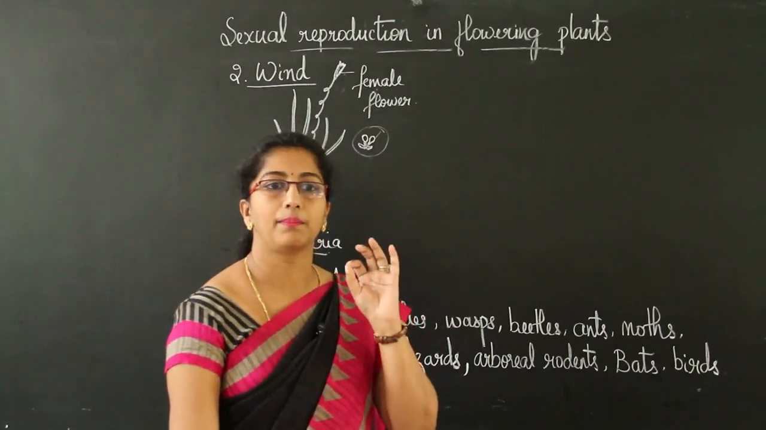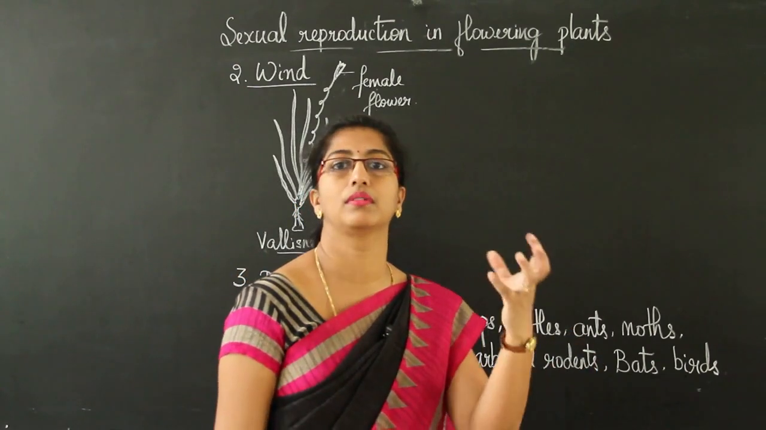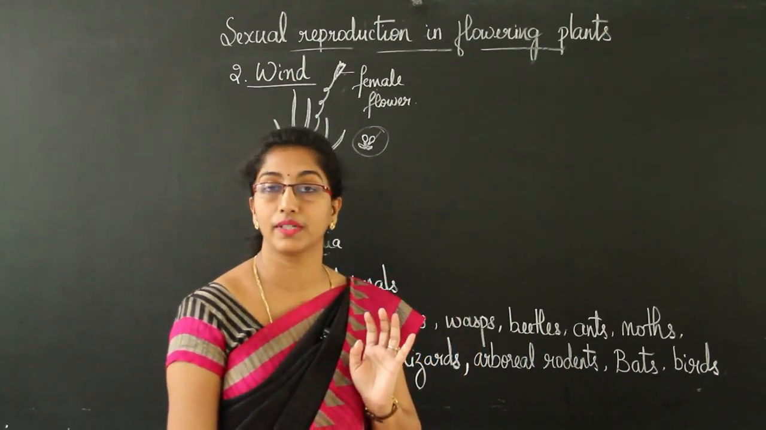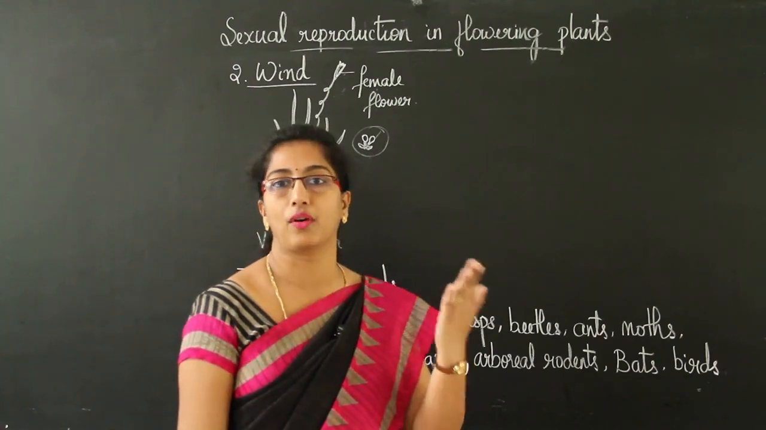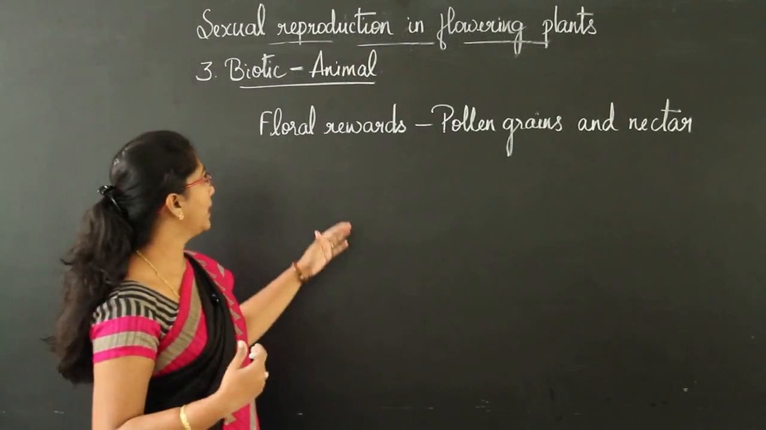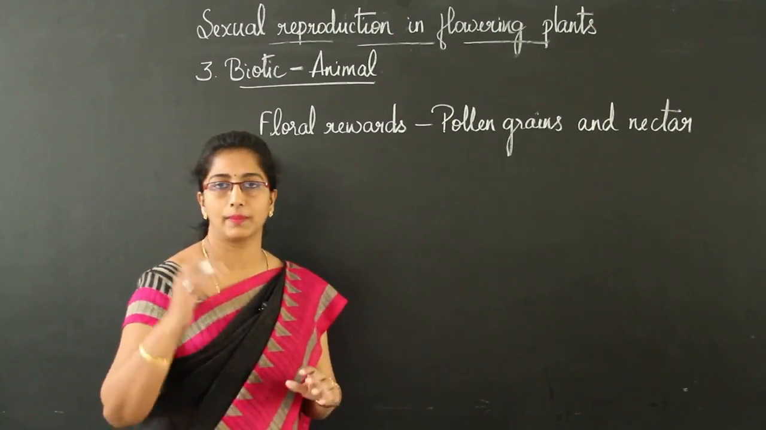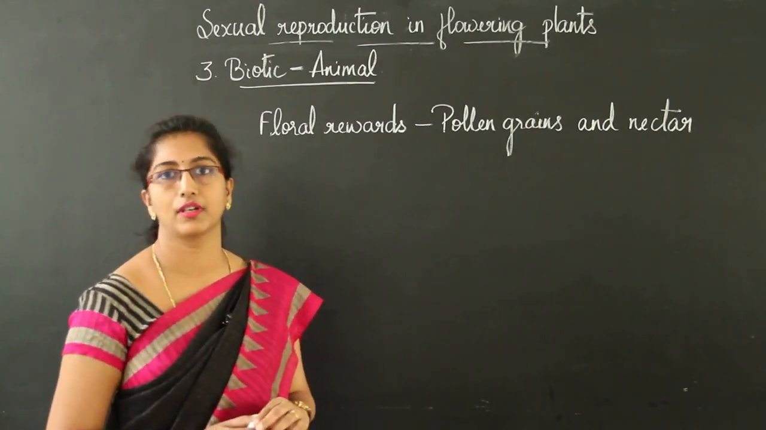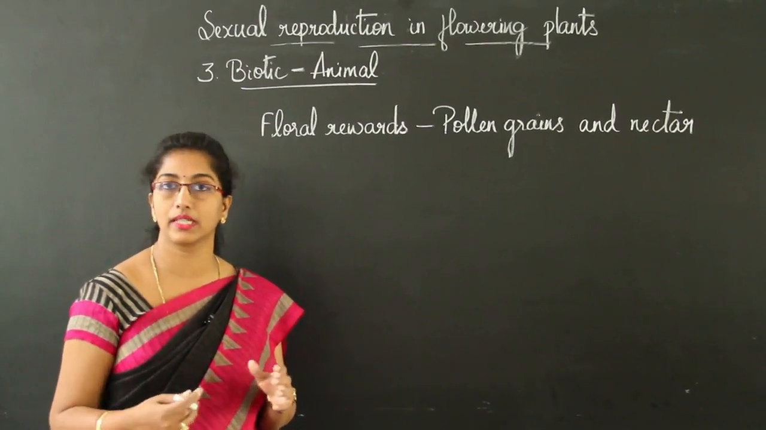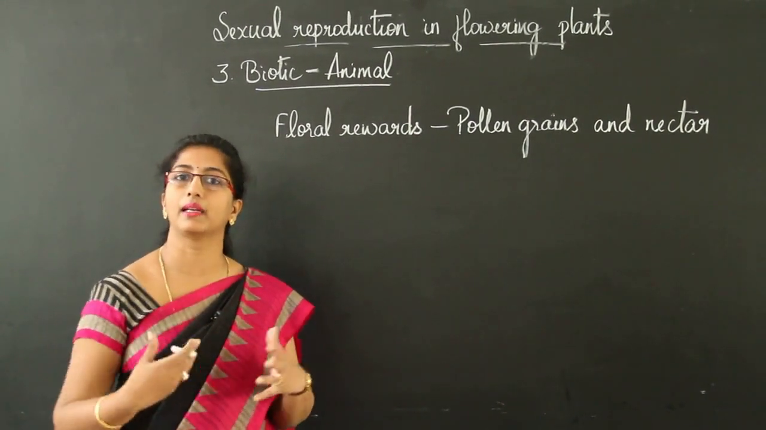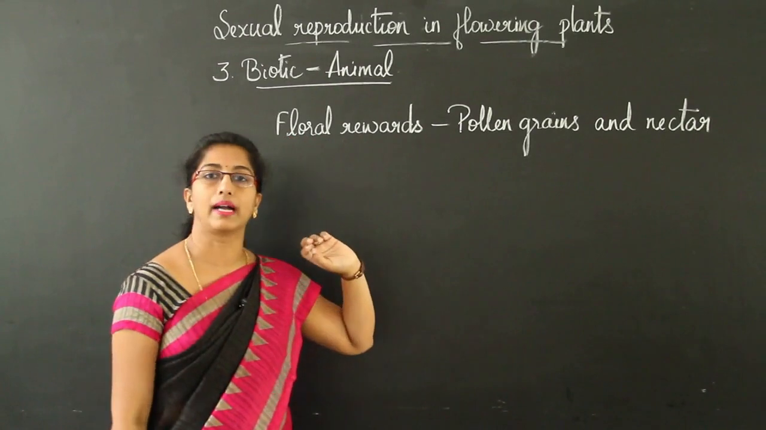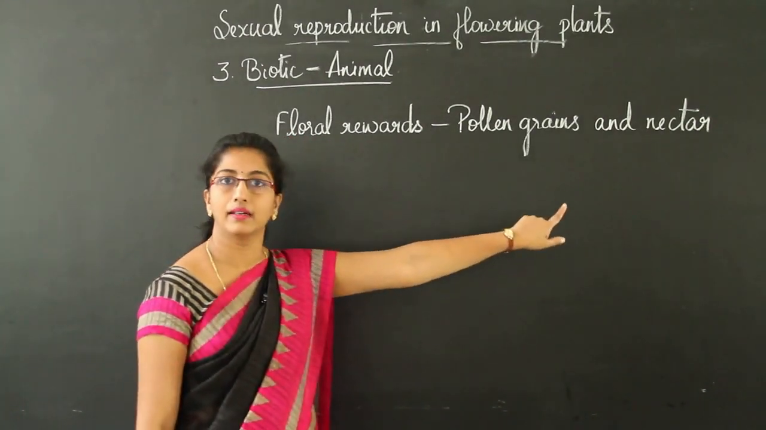If the animals have to pollinate, they have to visit the flower for some reason. So we say the plant has to give a floral reward. What are these floral rewards? I'll tell you now. The plants which depend on animals for pollination have to give some floral rewards so that the animals get attracted towards the flower and help in pollination. To sustain this animal entry, the floral rewards given by the flower are usually pollen grains and nectar.